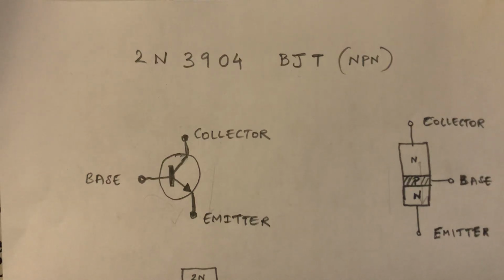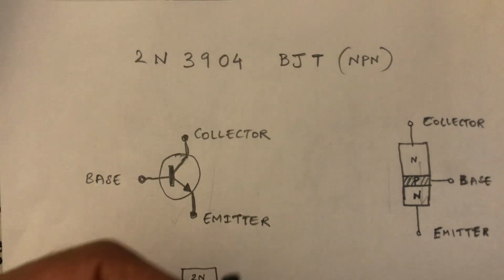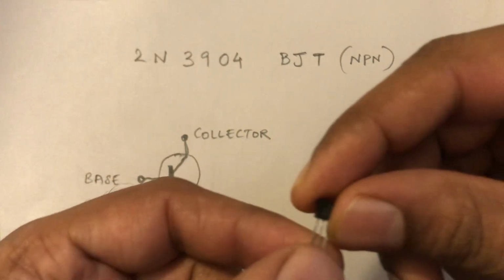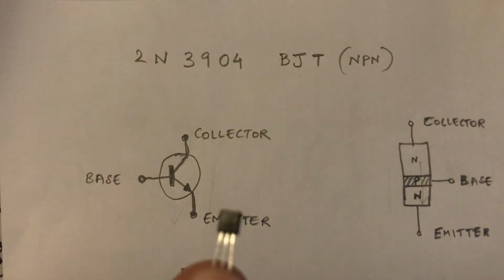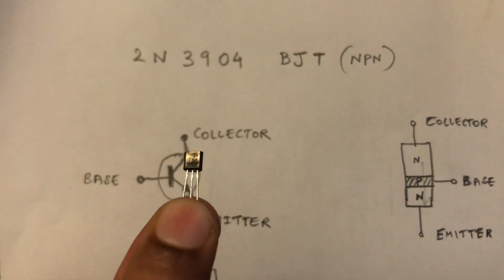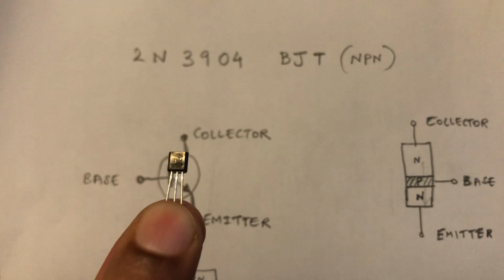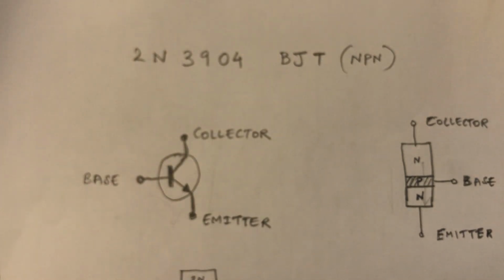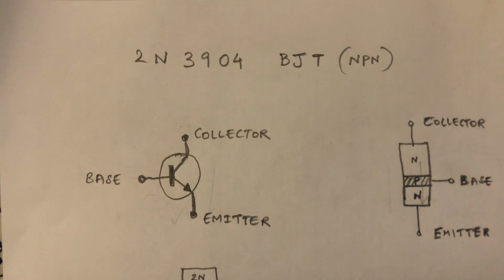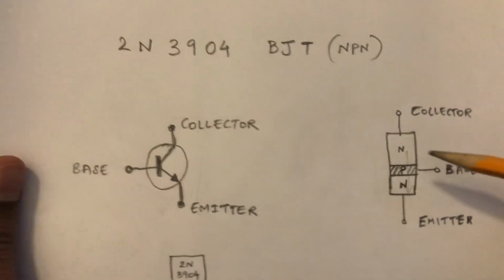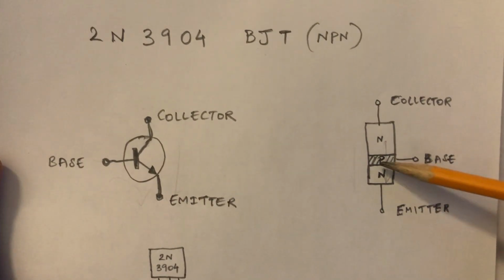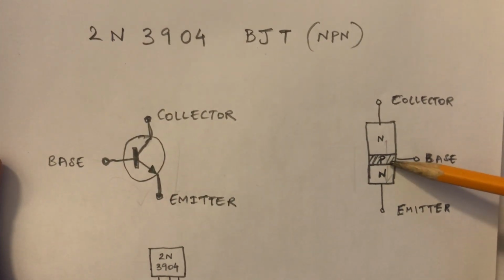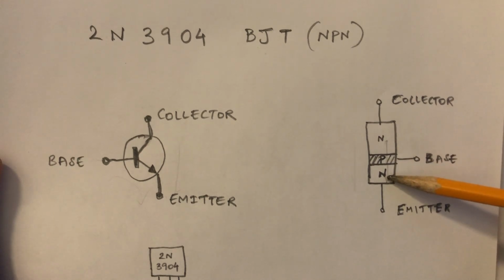So we are looking at a transistor today. What I have in my hand is a 2N3904 NPN bipolar junction transistor, and it's NPN because there is a negative region, a thin base region that's positive, and then again a negative region.